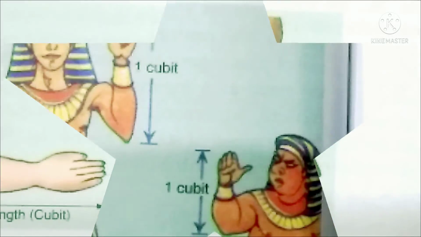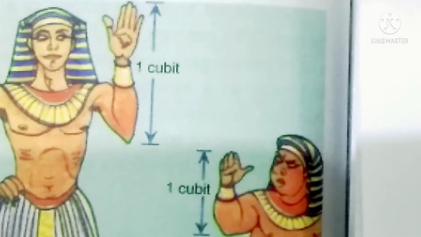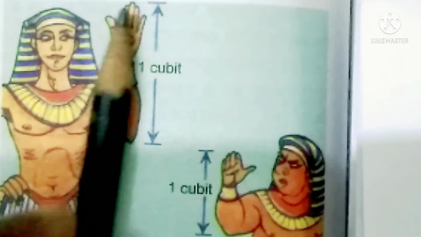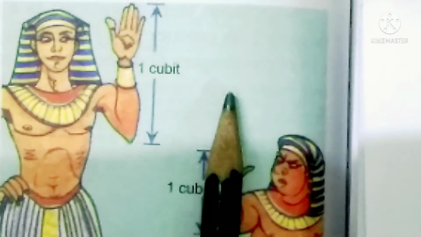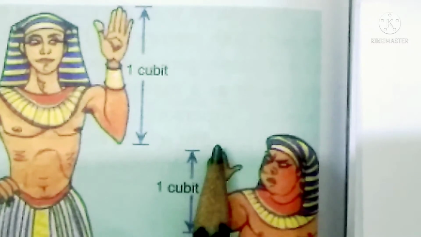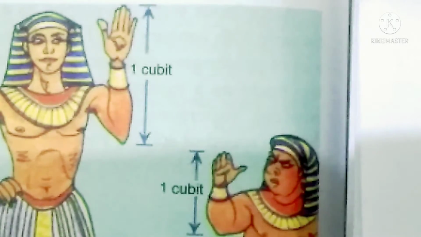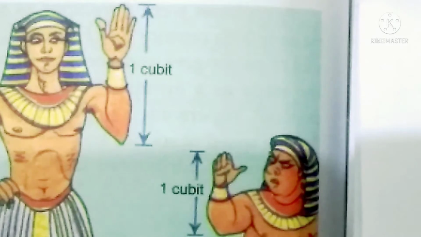Just observe it and look at these pictures. There are two people standing. Both of them are showing 1 cubit. You see here, his cubit is this long. Okay. And what about his cubit? You see, even less than half. Okay. So this problem will be there when you use such units which are not standardized units.